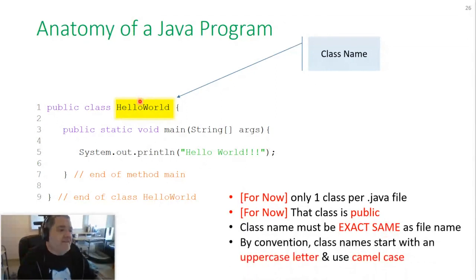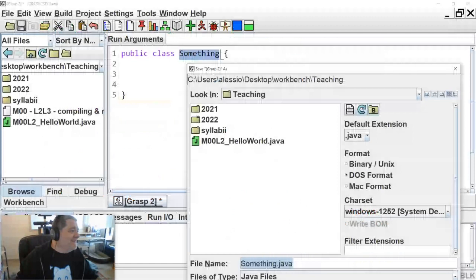And the class name here has to have exactly the same name as your file. So if you say public class HelloWorld with uppercase H, uppercase W, your file will be HelloWorld.java with an uppercase H and uppercase W, okay? If you mess that up, don't worry, the compiler will yell at you, okay?